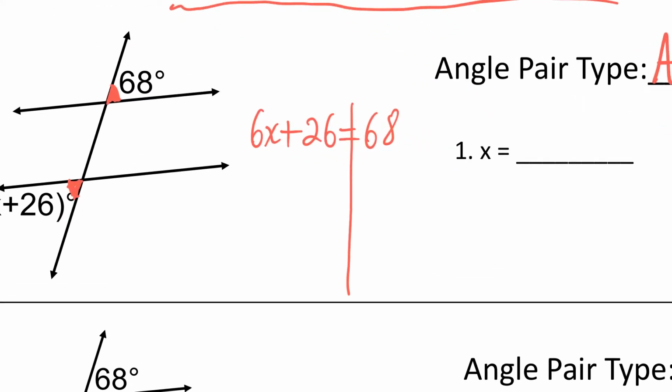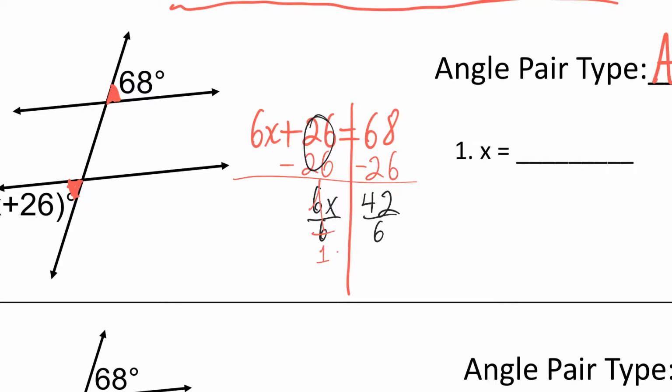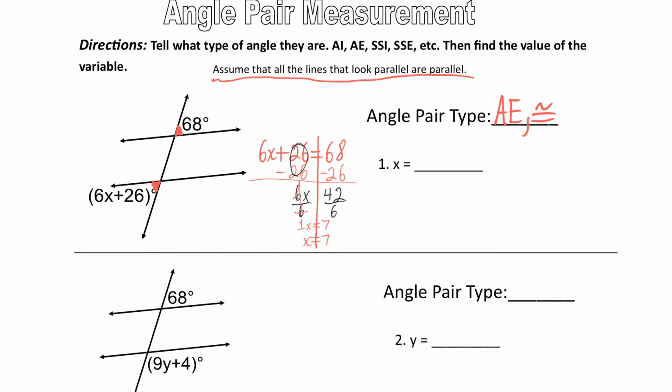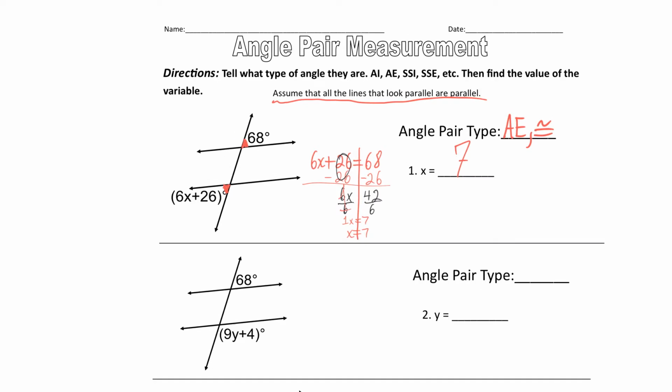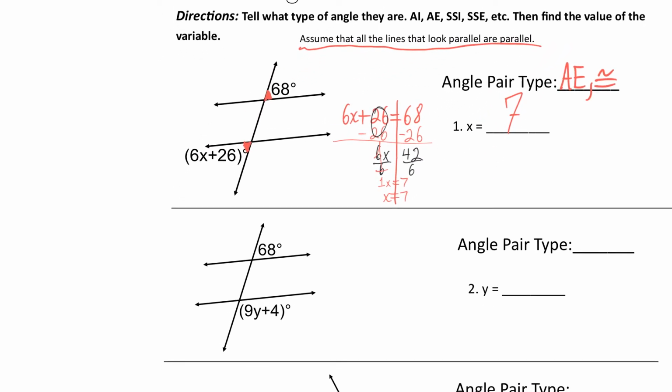So what am I going to do? Okay, minus 26 from both sides. This zeroes out, leaves 6x equals 42. Divide by 6. And you get what? Yep. So you get x equals 7 there, because when you take 7 and plug it in here, 6 times 7 plus 26, that gives you 68. Okay?